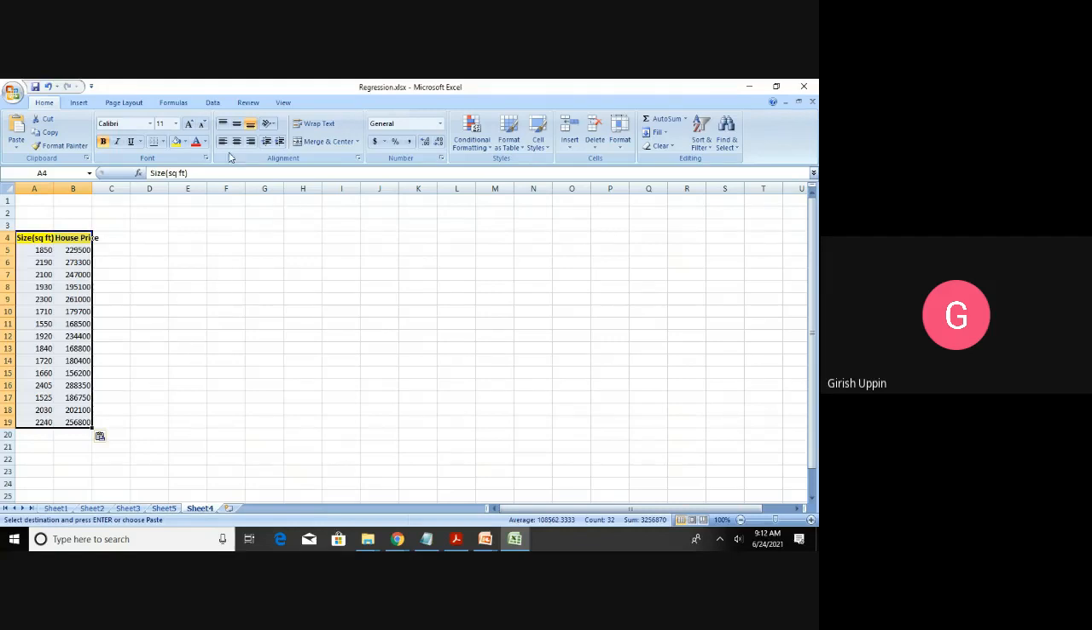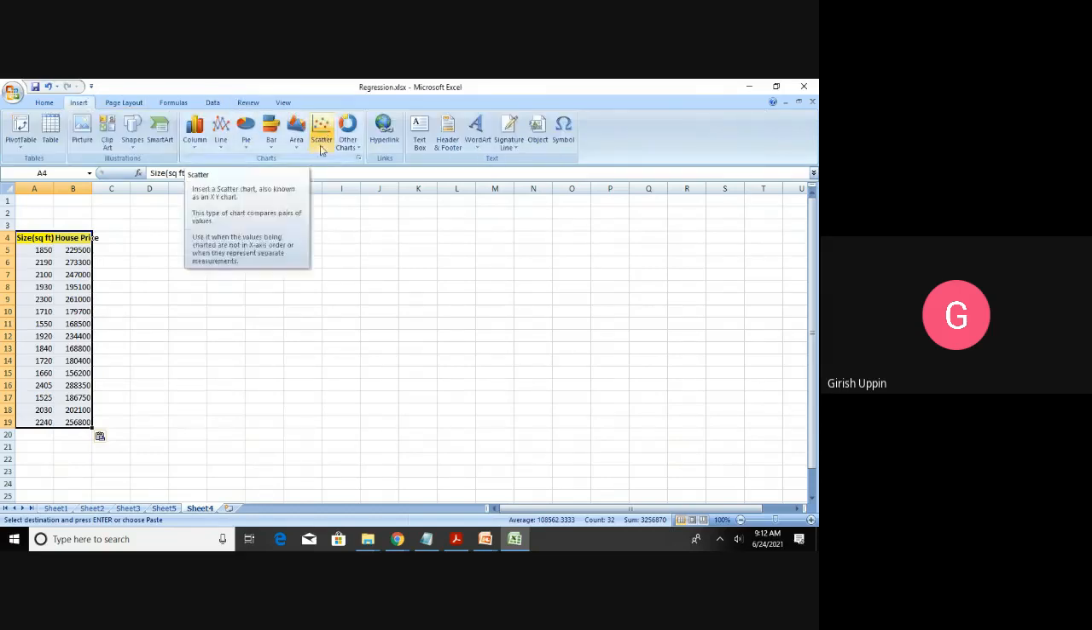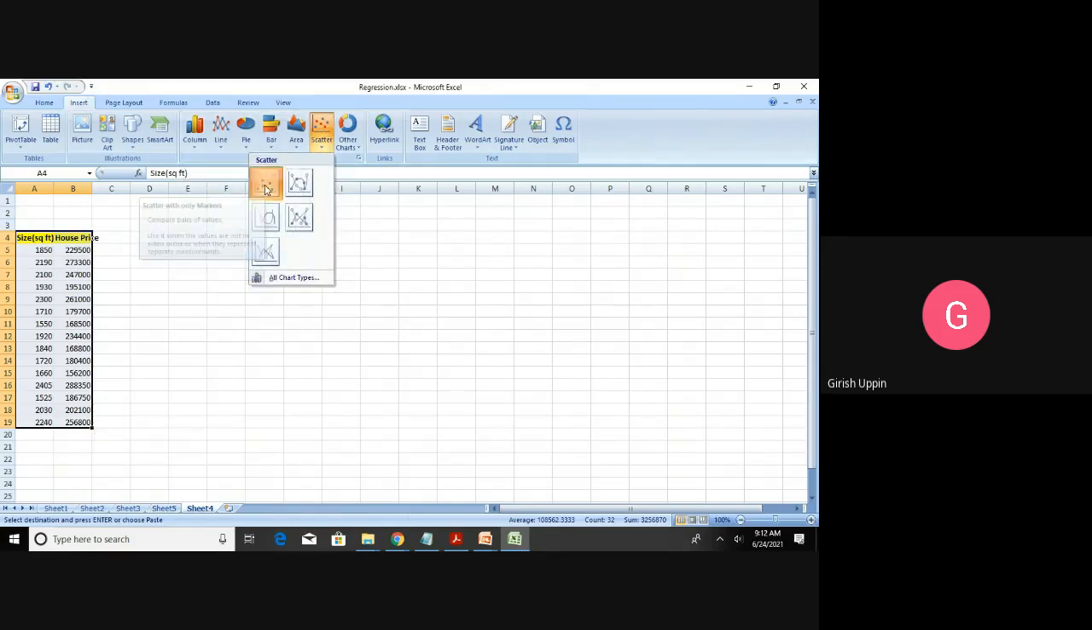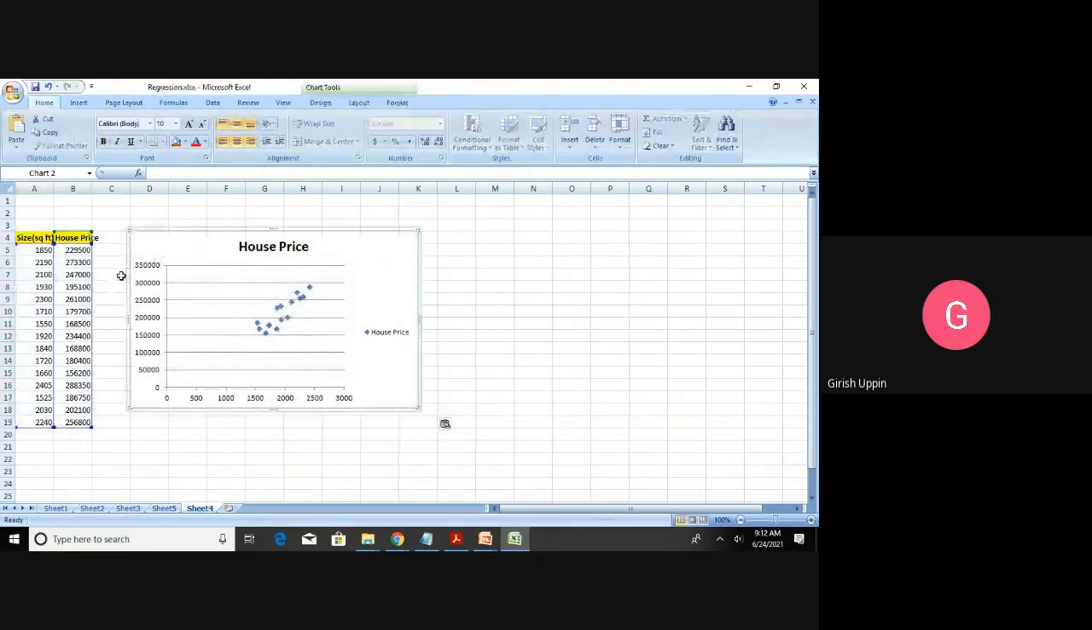Now you can use data, and that is for the analysis. I would say insert. Then you can see the scatter plot here. I would say scatter plot, and I will use scatter with only markers. Now you can see this. I will move it to the other side. I selected this data, then accordingly it plotted all these values.